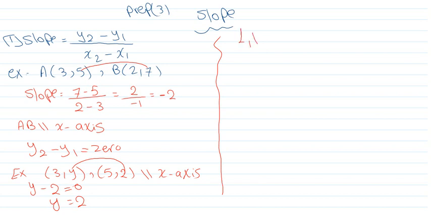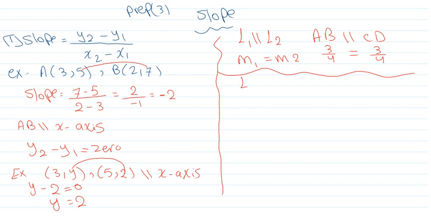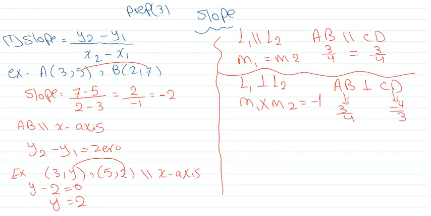If I have straight line L1 parallel to L2, then slope 1 equals slope 2, both of them. If AB is parallel to CD and the slope of AB is 3 over 4, so the slope of CD is also 3 over 4. But if L1 is perpendicular to L2, then M1 multiplied by M2 equals negative 1. Like if AB is perpendicular to CD and the slope of AB is 3 over 4, then the slope of CD is negative 4 over 3.